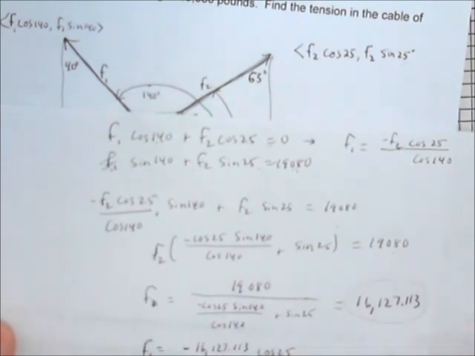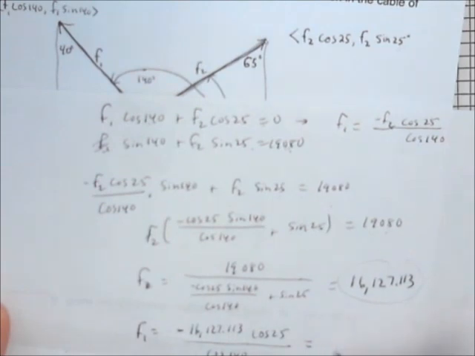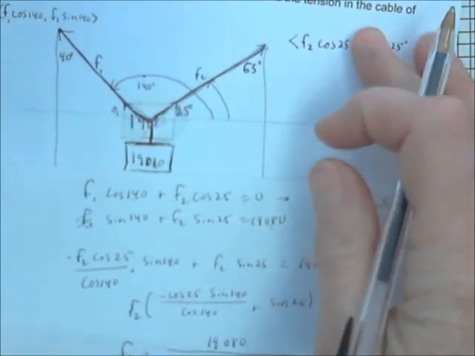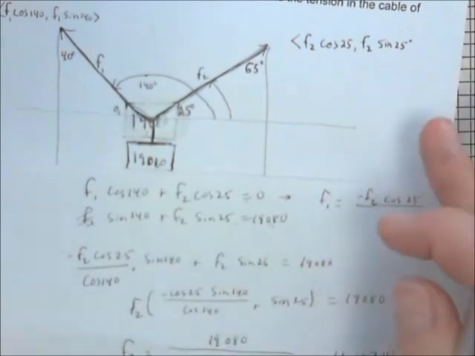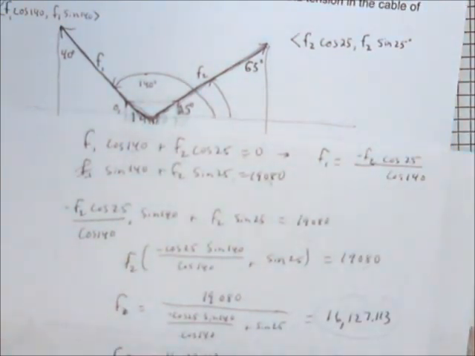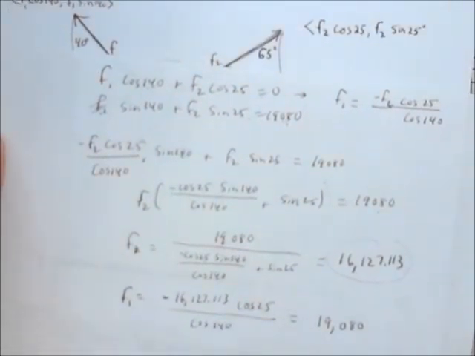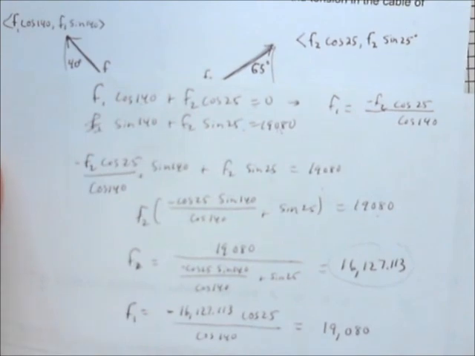And when I solved that for F1, actually I didn't round this in my calculator. I put the whole thing in my calculator. I got 19,080, which is the weight of the original force, which makes me suspect that maybe I've done something wrong mathematically. So if you can check, if you can find my mistake if I made one, that would be wonderful.